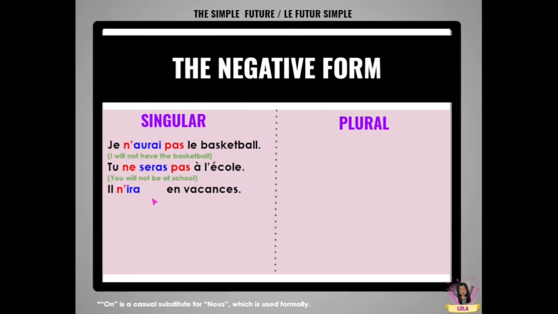And then, of course, the pas is going to go after. So, il n'ira pas en vacances. He will not go on vacation. Now, you've noticed that I've used only irregular verbs here, and I will use it for the rest of them as well. But you can use irregular verbs, regular verbs. It really doesn't matter. It follows the same rule.